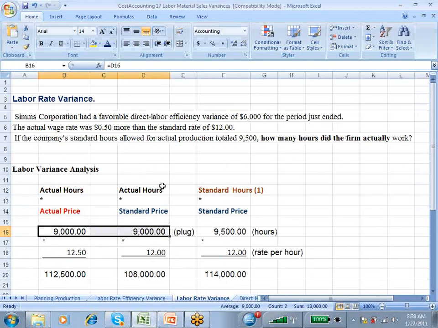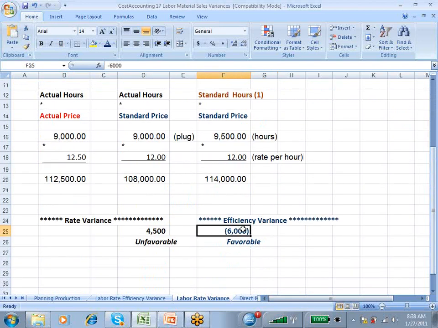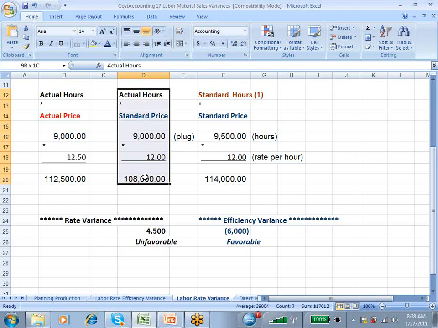So what we do is we figure out all the other numbers and then fill in the puzzle by plugging in this last because we have all the other information. Specifically, we know that we have an efficiency variance that's favorable of 6,000. So I put down here 6,000 as a favorable variance. That's the difference between this total and this total. So I know that this column that includes actual has to be 6,000 less than standard.